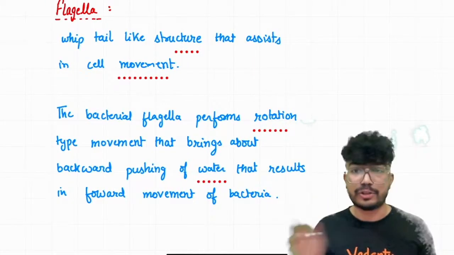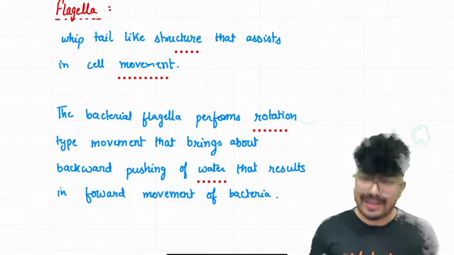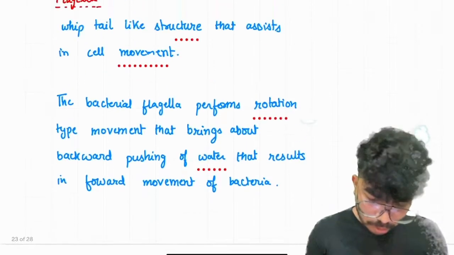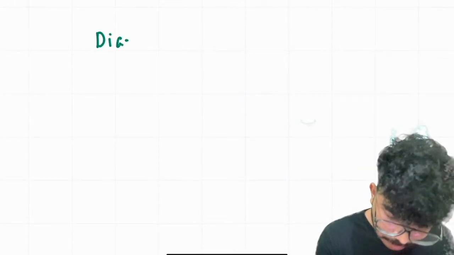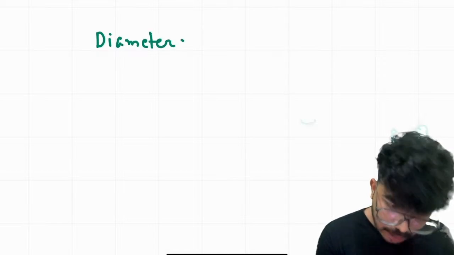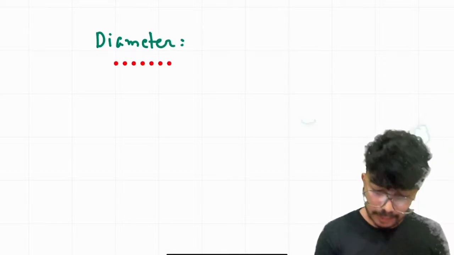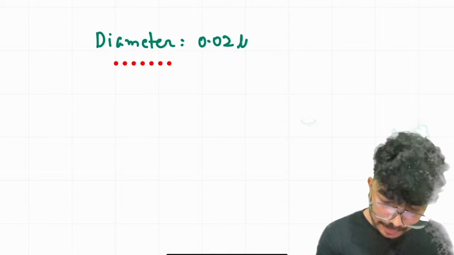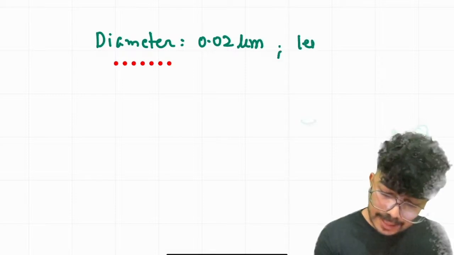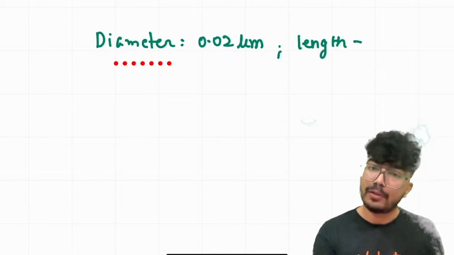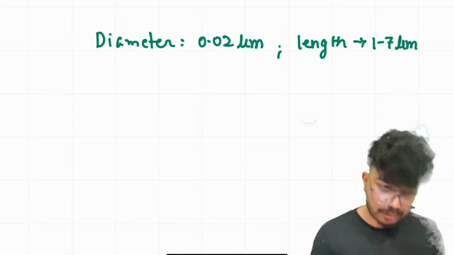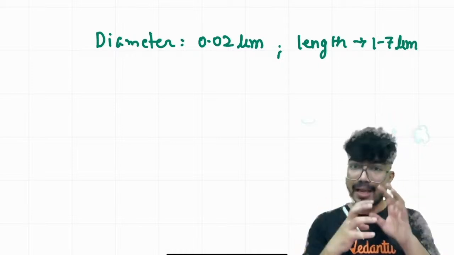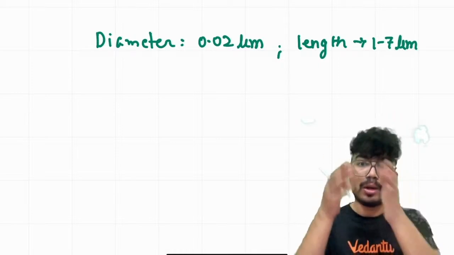Now we can look at the structure of the flagella. Okay, so flagella, let's talk about the dimensions first, right? So flagella, I can write all the relevant points over here. Okay, so if I talk about the diameter, so it is about 0.02 micrometer. And if I have to tell you the length, so it is 1 to 7 micrometer. Yes. Now the bacterial flagella, it has three parts: the basal body, the hook and the filament.